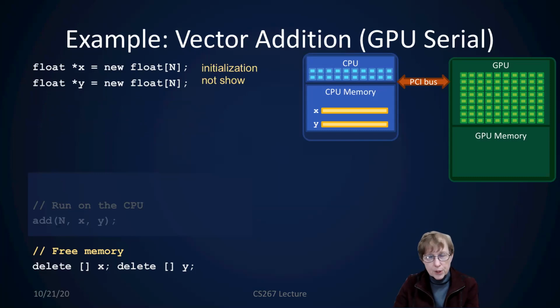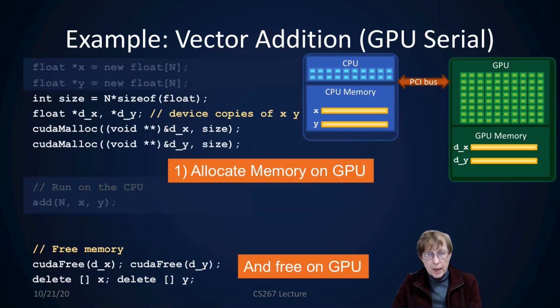So I'm removing the initialization code from the screen so we can see everything else, but you can see the variables here, x and y, that are still allocated. As you can see, these yellow bands over here on the CPU are the arrays x and y. And we presumably filled them in, but we're not showing that. Then we need to allocate some memory on the GPU. So we're making up 2 other variables. These are also declared in the same way. They're a pointer to a chunk of floating point values. And so dx and dy.